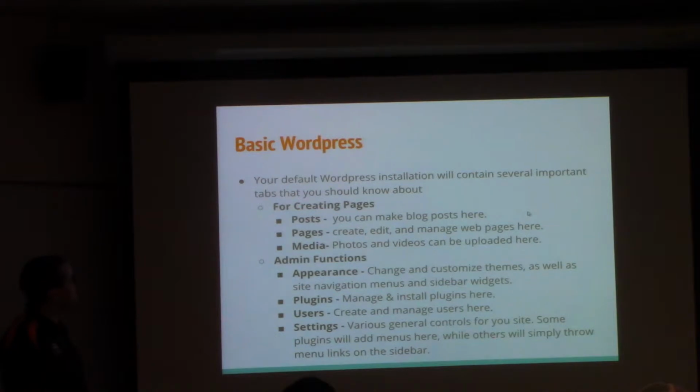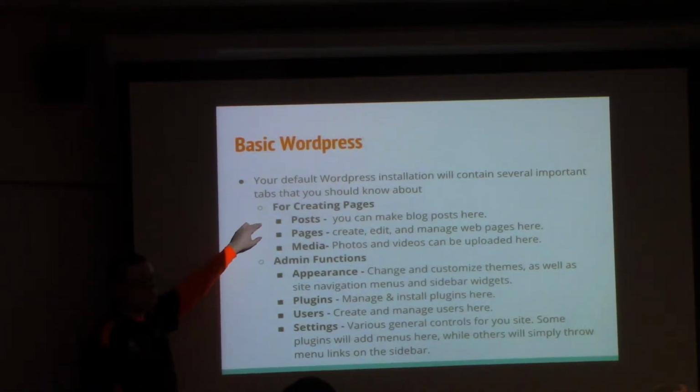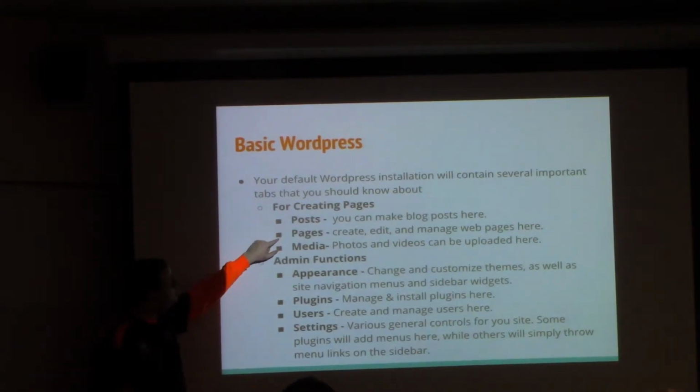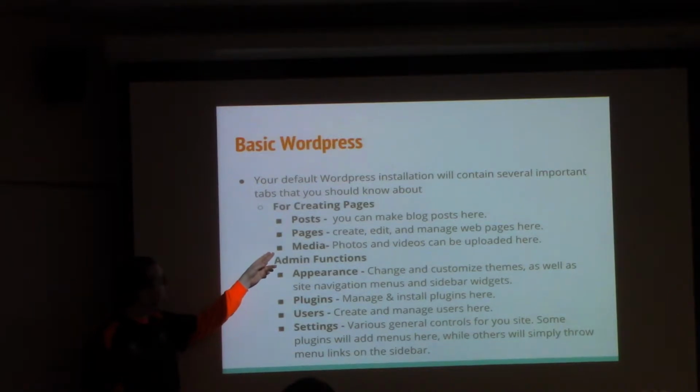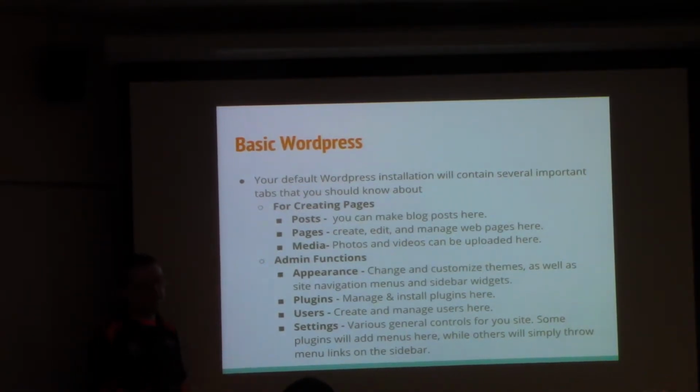Quick overview of WordPress. Once you have it installed, there are a couple of things you should know where to find. Posts, this is where you make your blog posts. Pages, you can create, edit, and manage web pages within that particular view. And media, that's where you can upload photos and videos that you would use on your site. In the administrative function, Appearance will let you change and customize the theme that you use on your website, and it also lets you handle site navigation menus and sidebar widgets.